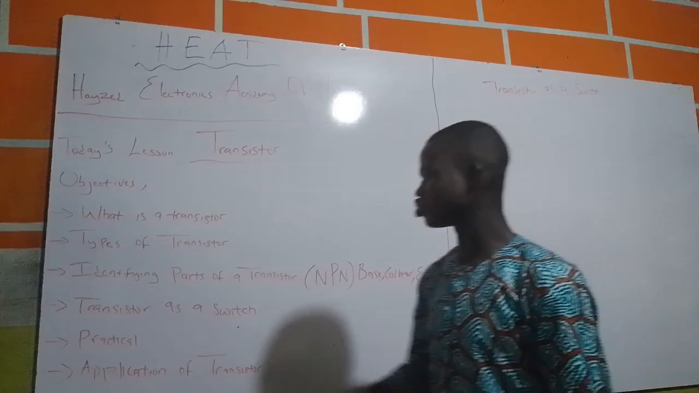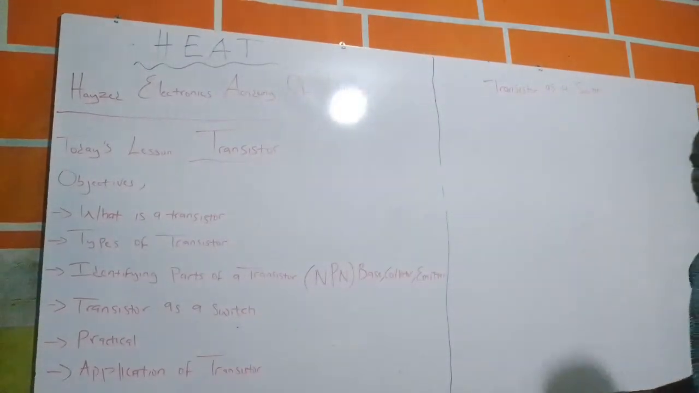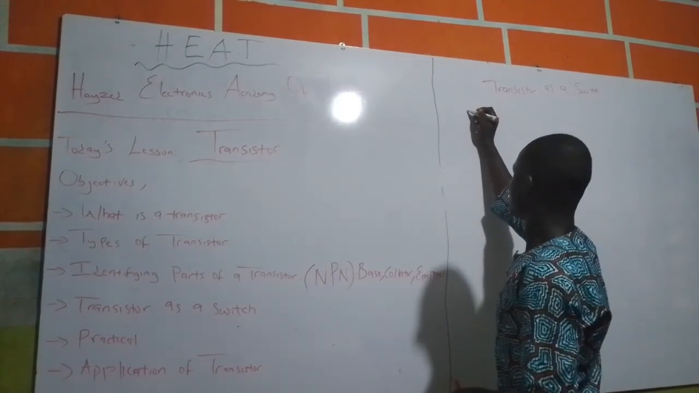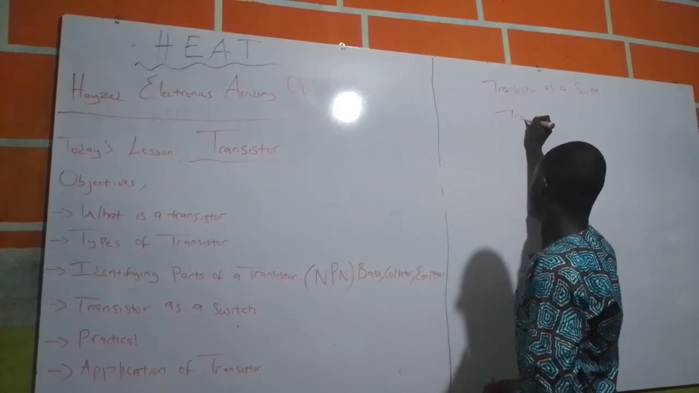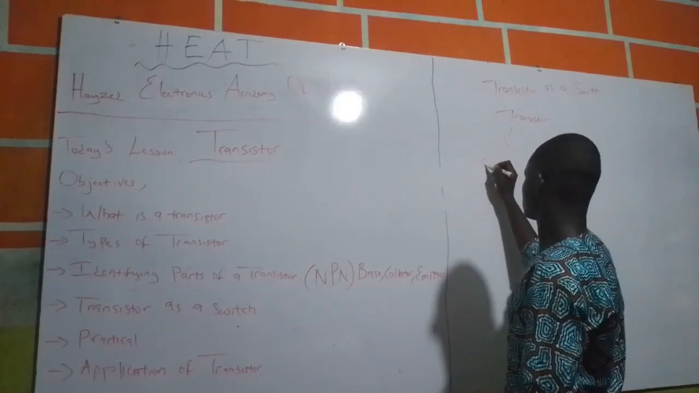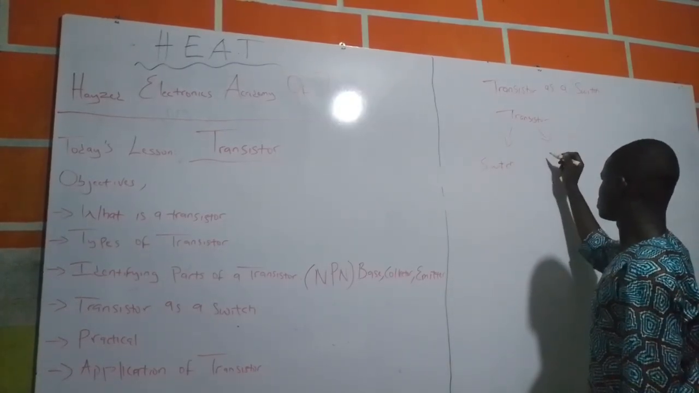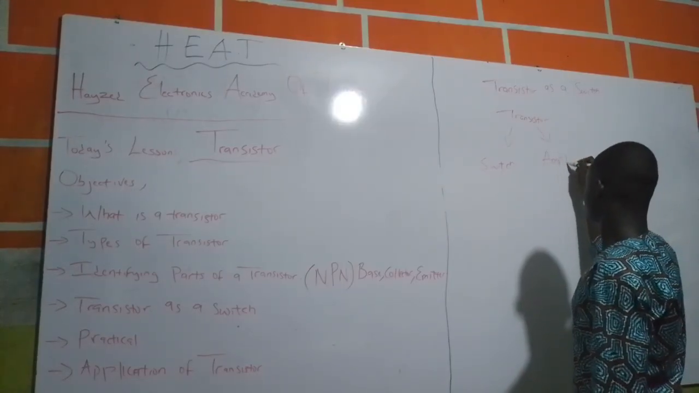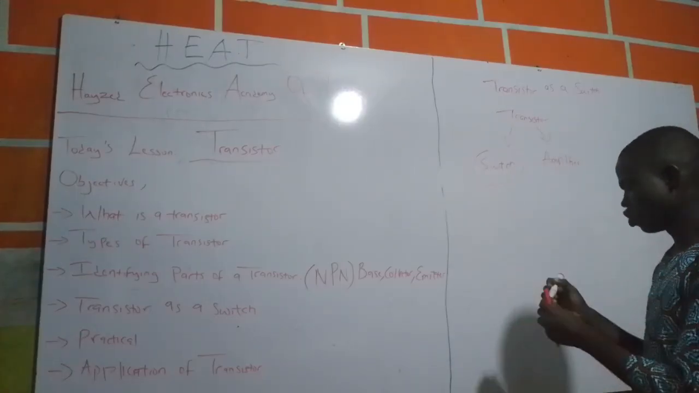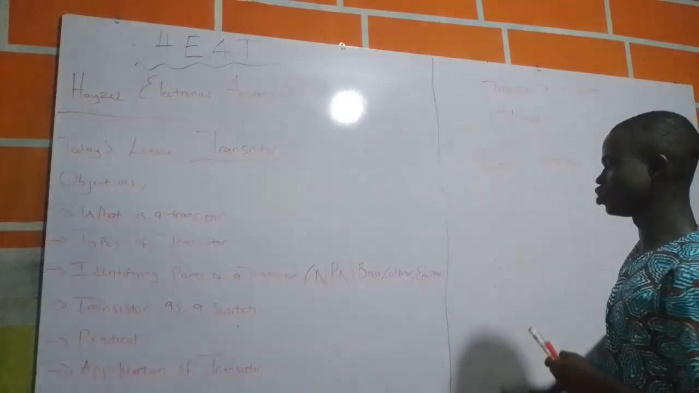Our next objective is how a transistor acts as a switch. As I said earlier, a transistor does two main things. A transistor acts as a switch, and it also acts as an amplifier. But what we'll be focusing on is how the transistor acts as a switch. We're not building an amplifier now. So now, how does the transistor act as a switch?